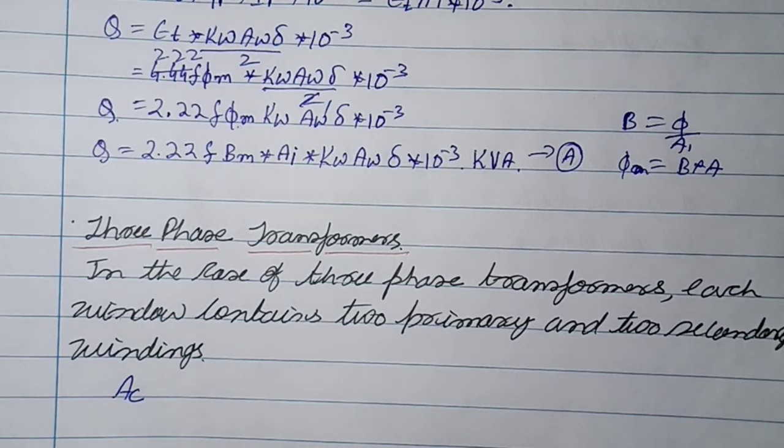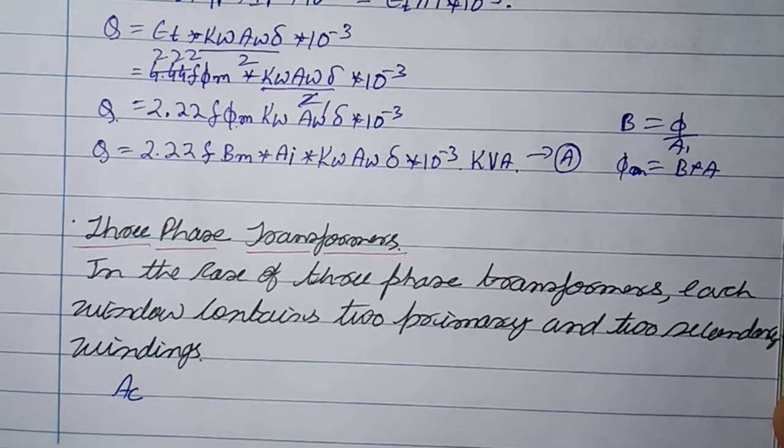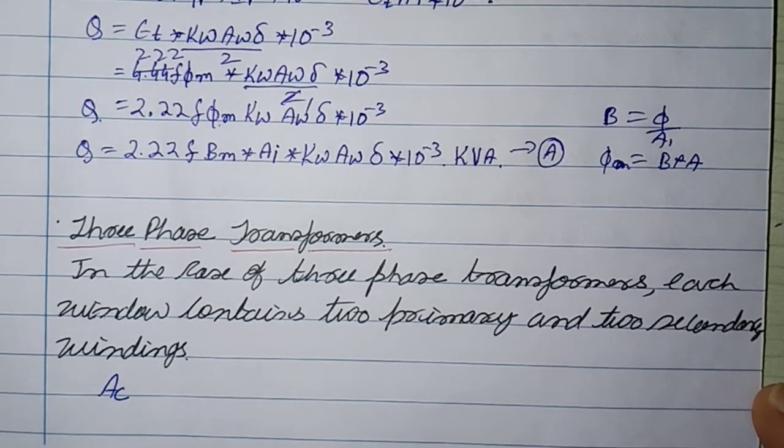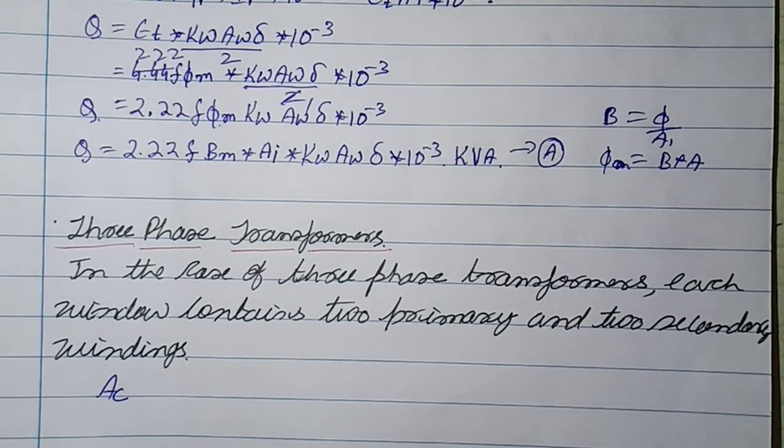On similar lines to the single phase transformer, the same points will apply for calculating it for the three phase transformer. So we should know what the change is. The change here is that in a three phase transformer, each window contains two primary windings and two secondary windings. Whereas in the single phase case, it was one primary and one secondary winding in each window, now it is two in the three phase transformer.